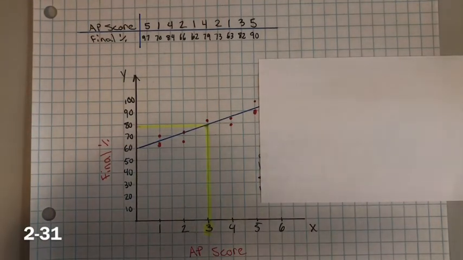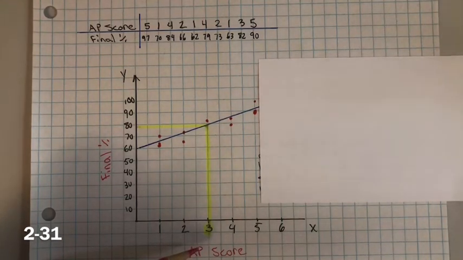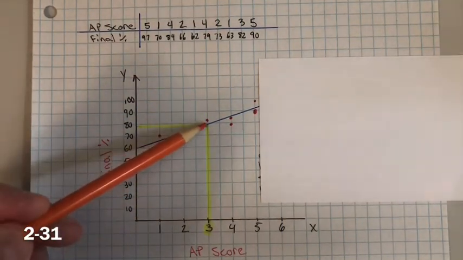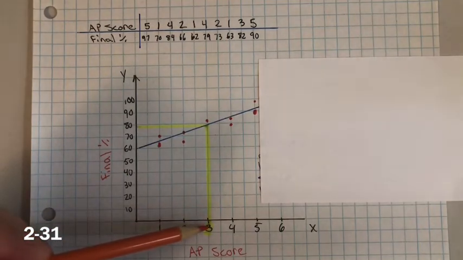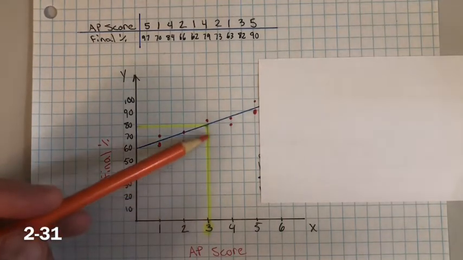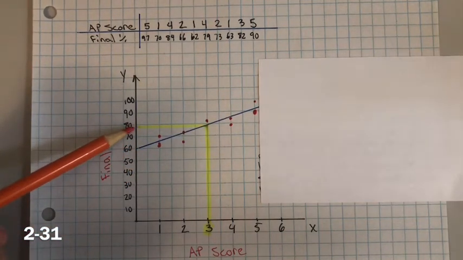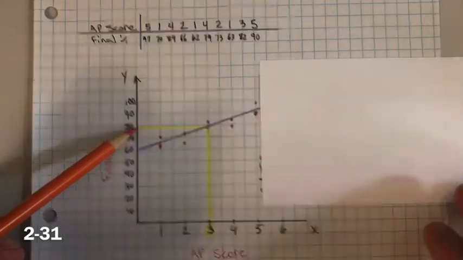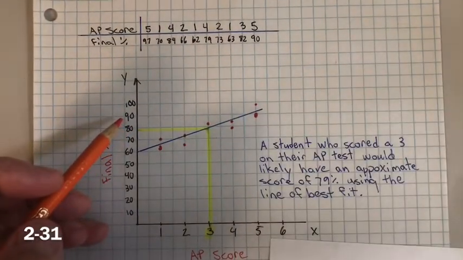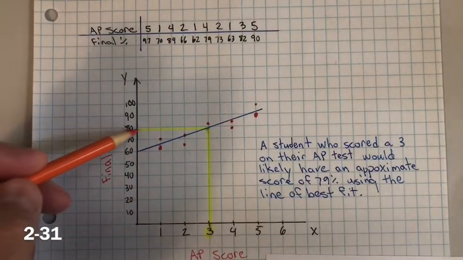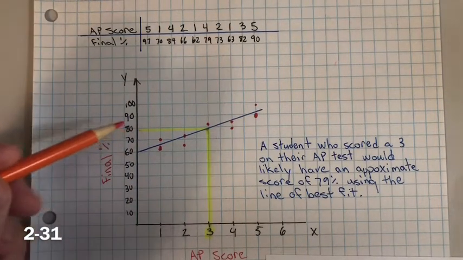Now we're going to use the line of best fit to predict the final exam score of another student who scored a 3 on their AP test. So here's our line of best fit, and here's an AP score of 3. We come up to our line of best fit, go to their final percentage, and it's going to give us an approximate value. So a student who scored a 3 on their AP test would likely have an approximate score of 79% using the line of best fit.